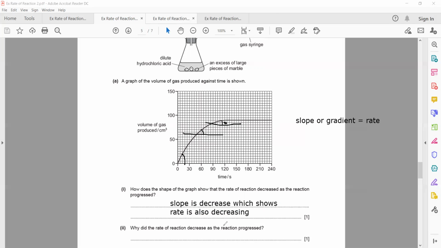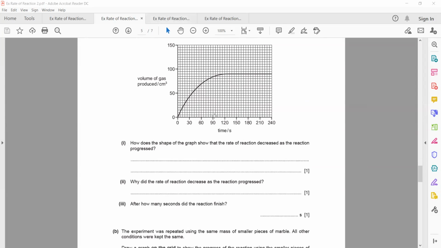And why does the rate of a reaction decrease as the reaction progresses? Because the number of particles of reactant decreases. That's why the rate of a reaction will decrease.